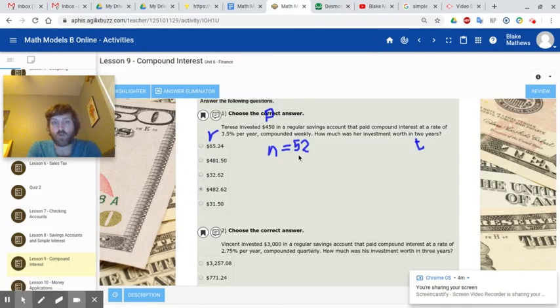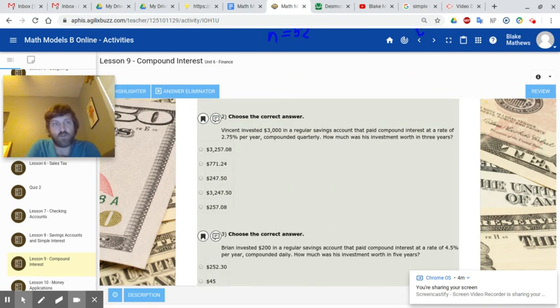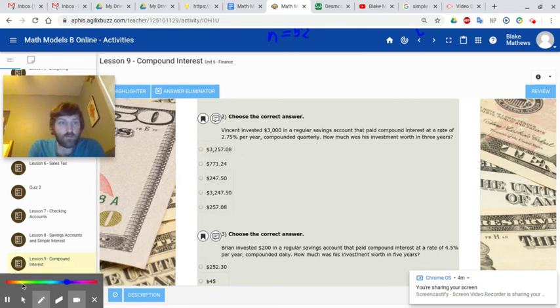So I'm going to jump down and do one more example to make sure that we're all kind of understanding how this is going, and make sure you see how to type it in again. So Vincent invested $3,000. That's going to be our P value. And then it's a rate of 2.75. It's compounded quarterly, which tells me that that's 4 for my n value. How much is an investment worth in 3 years? That's T. All right, so we have all of our values. We have P, R, N, and T.